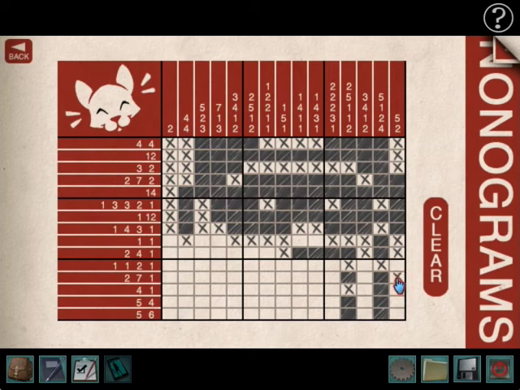Two, 7, 1. Okay, that has to be the 1. That has to be a 1. 5 and 4. Okay, that has to be out. So those are filled in, which ultimately means that this is a 6. And this is a 4. 1, and then 1. So this is 3. So 3, 4, 1, 2.